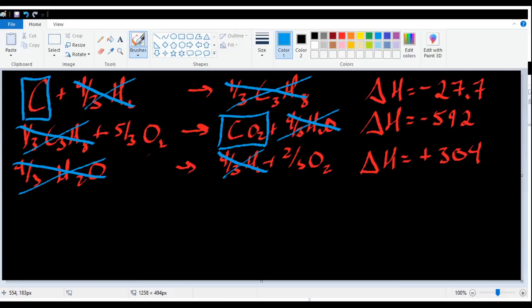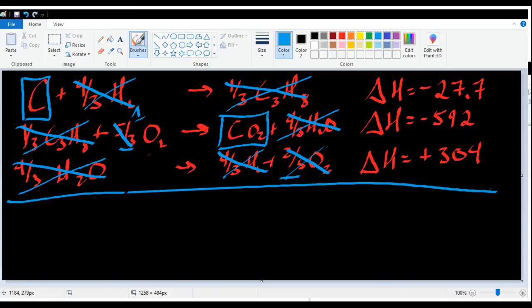And then 5/3 oxygen minus 2/3 oxygen. I hope you can trust me on this. 5/3 minus 2/3 is going to be 1. So when we add these three reactions together, we get carbon plus oxygen yields carbon dioxide. So if you're just a little bit careful, you proceed step by step, it should give you the answer you're looking for.